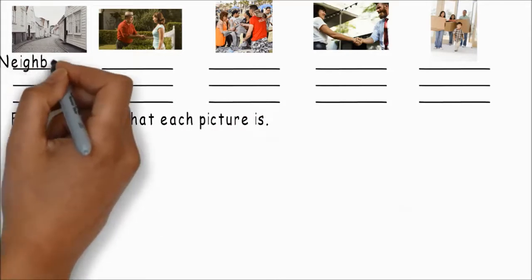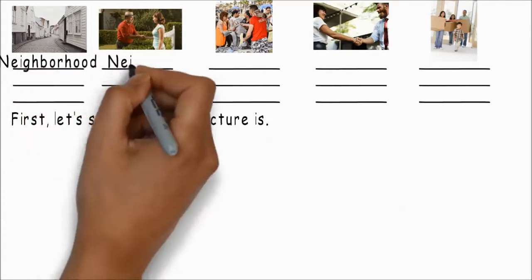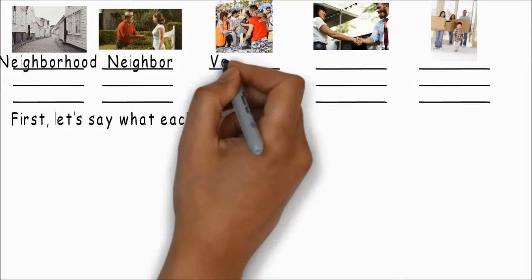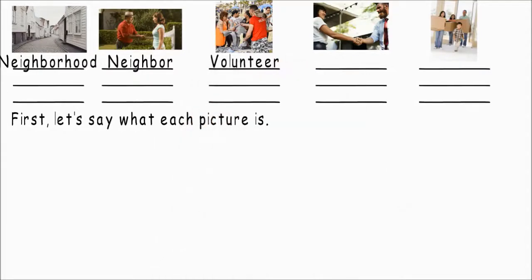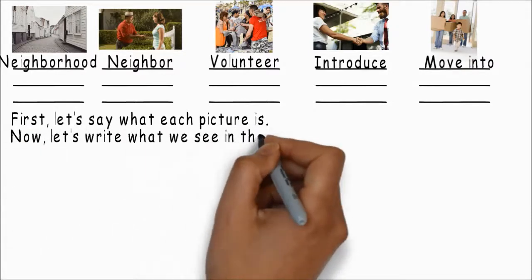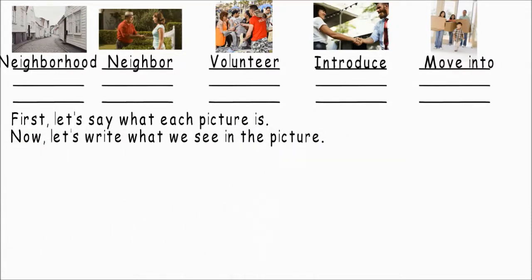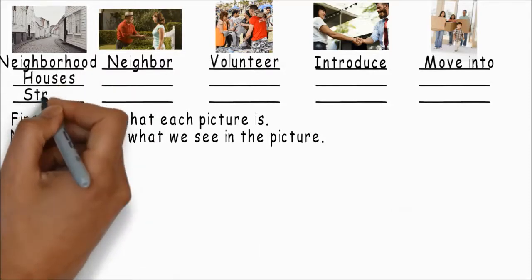First, let's say what each picture is. Neighborhood, neighbor, volunteer, introduce, move into. Now, let's write what we see in the picture. Houses, street.